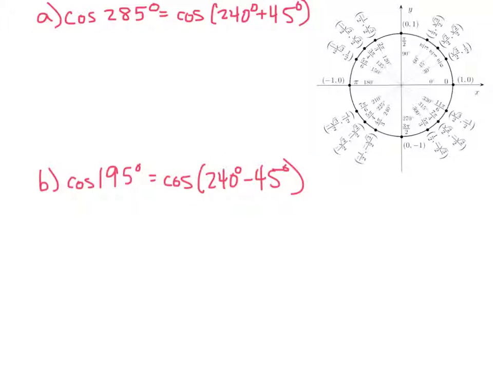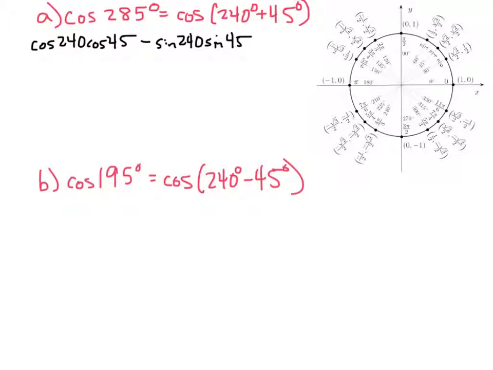Alright, let's run through a couple of examples. Let's find the cosine of 285 using that 285 is the sum of 240 and 45. So as a sum, that would be the cosine of 240 times the cosine of 45 minus the sine of 240 sine of 45. Sorry for my handwriting. I'm trying to write really small.